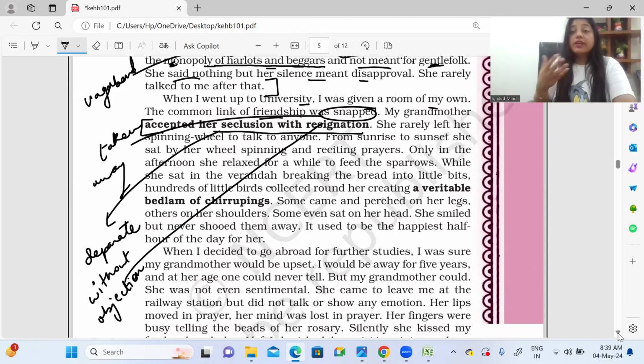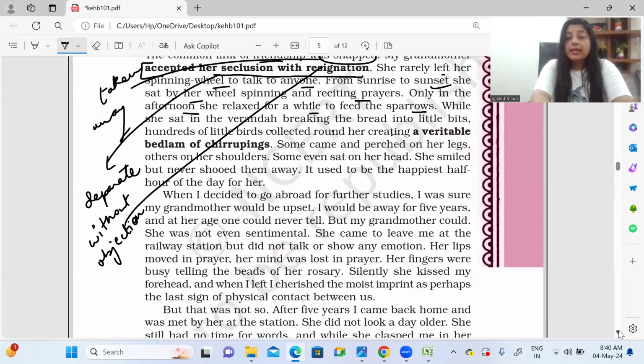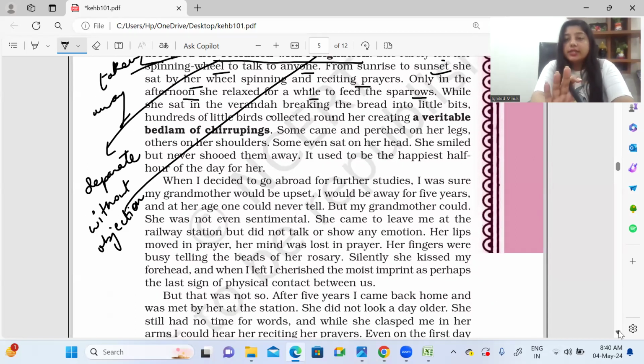She said, okay, fine, which is a very big thing for the grandmother because since childhood, they both have been living together. She rarely left her spinning wheel to talk to anyone. Spinning wheel again, that rosary bead they're talking about. So now she stopped talking to most of them and she only used to do her chanting of the prayer. From sunrise to sunset, she sat by her spinning wheel reciting prayer. Only in the afternoon, she relaxed for a while to feed the sparrows. So from morning to evening, she used to only sit in her room, do that thing with the rosary beads, and only in the afternoon she would go to the veranda in the courtyard and feed the sparrows.